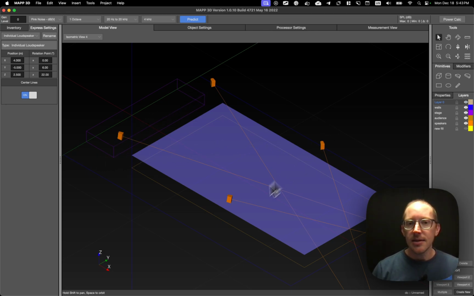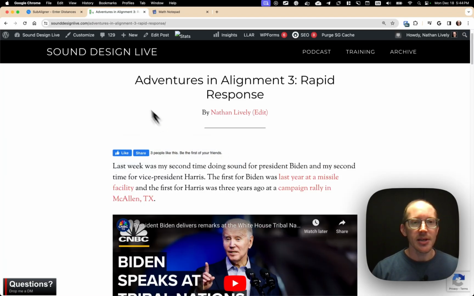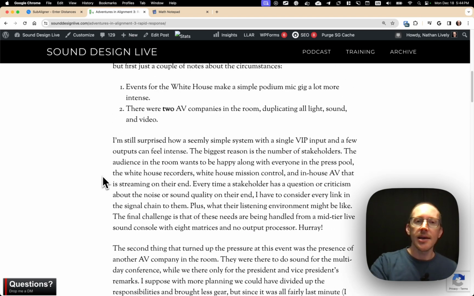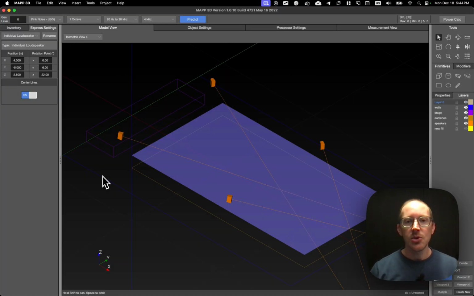And initially, this was the design, and it was fine. You know, the room's not super big. So basically, all we need are some speakers and some fill speakers. And I won't talk too much about this here, but I talk more about it here. There was another AV company there. There was a completely duplicate AV system. So we actually needed to make space for them. So it was good that we only needed to put up four speakers initially.